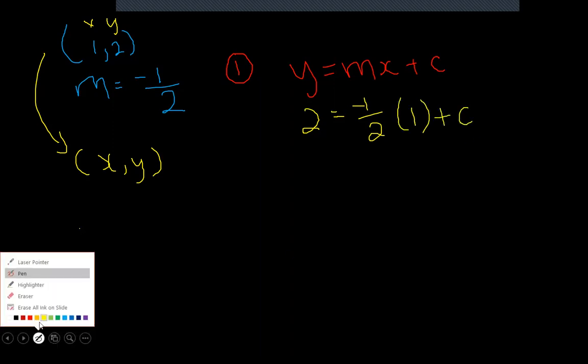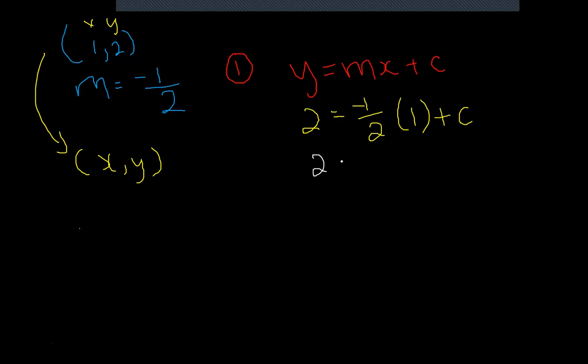Now we need to transpose. Transpose just means to make something the subject of the formula. So we're trying to make c the subject of the formula to find the value of c. 2 is equal to minus a half times 1, which is minus a half, plus c. So now we need to add a half on both sides to get c by itself. So 2 plus a half is equal to c. 2 plus a half is 5 on 2, which is equal to c.